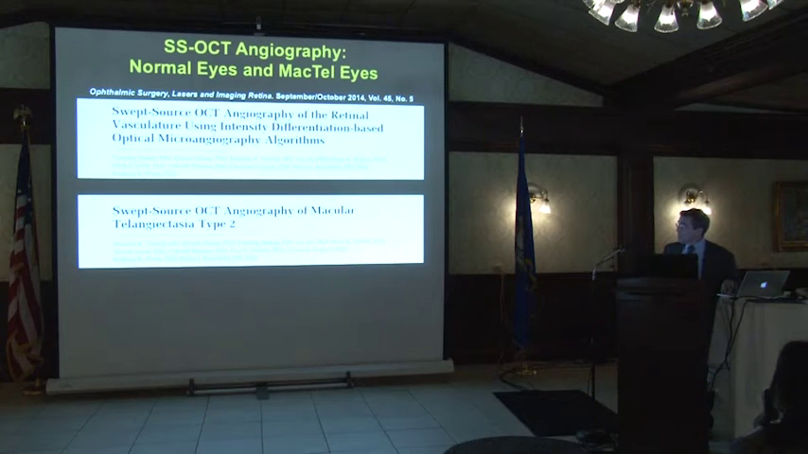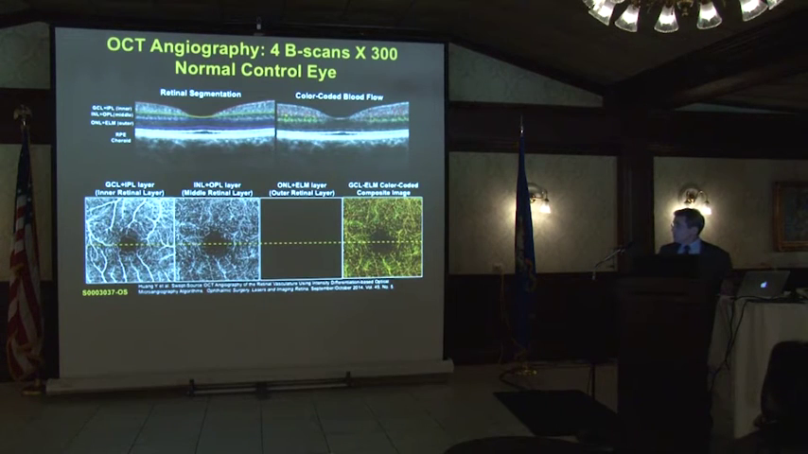So we've published extensively on the normal algorithm as well as macular telangiectasia type 2. And this is what you see in a normal patient. What you have here is the superficial, the deep retinal circulation, the outer, and the composite color image in which different layers are color-coded.